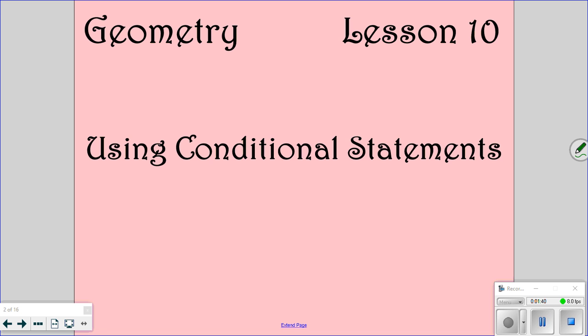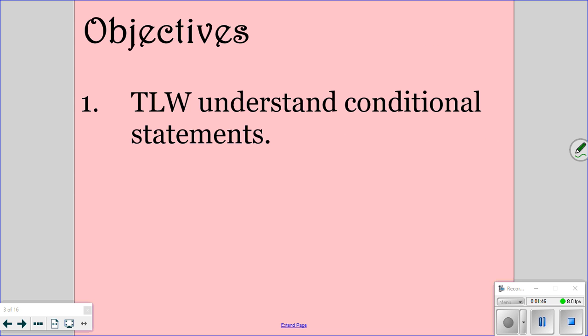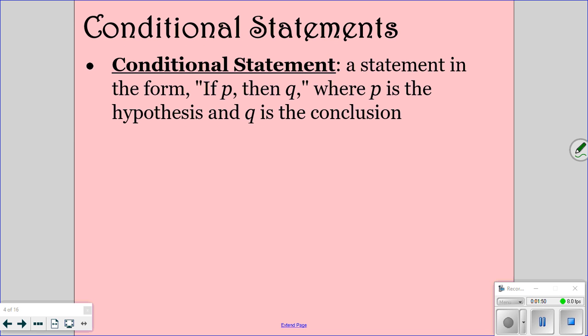Okay, so we are looking at lesson 10 today. We're going to be using conditional statements. So hopefully you'll understand how to do conditional statements after this lesson. A conditional statement is a statement in the form of if P, then Q. P is your hypothesis and Q is your conclusion.